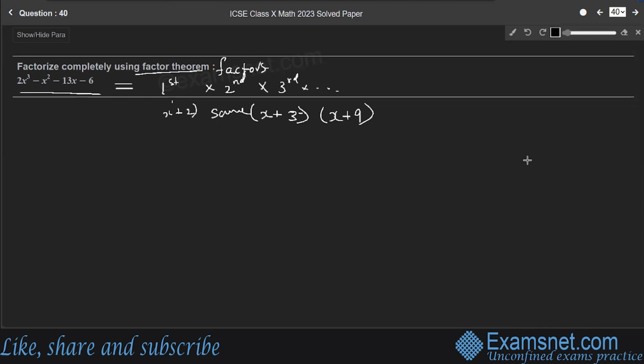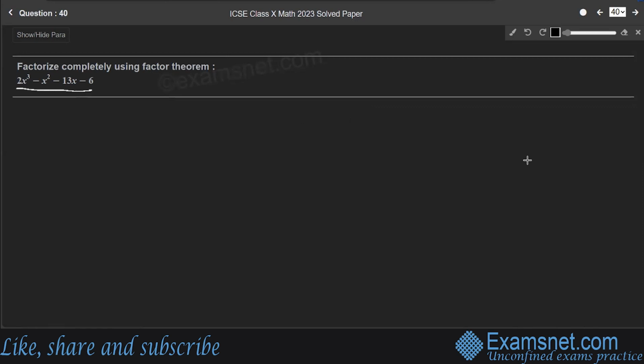First, we need to find one of the factors. How to find a factor of the given algebraic expression? First we need to find the value of x so that the given algebraic expression is equal to 0. I'll repeat once again: find the value of x so that for that particular value of x, the given expression is equal to 0. Now consider f of x, the given expression, as 2x cube minus x square minus 13x minus 6.